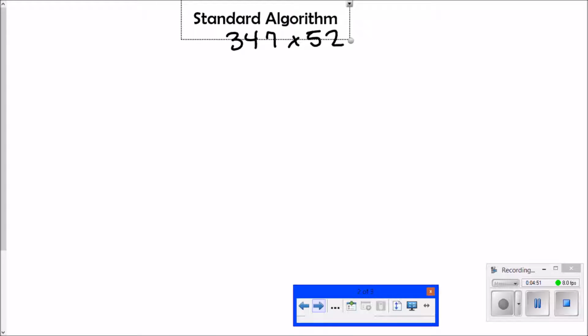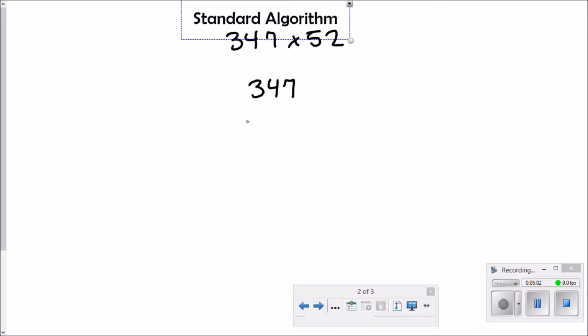So, as I said, we're going to be using the standard algorithm here, and in the standard algorithm, you typically just stack the largest number on top of the smallest number.